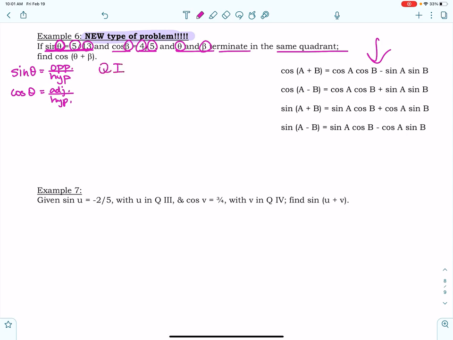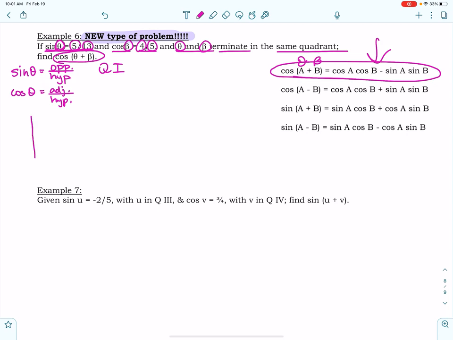All right, we are finding cosine of theta plus beta. That means we are using the sum identity of cosine A plus B, where A is theta and B is beta. I just want you to know that's where we're headed. But before I do that, I've got to use my right triangle math here.